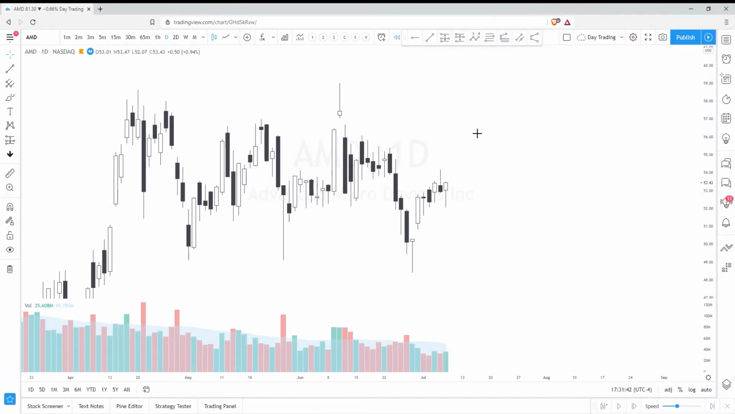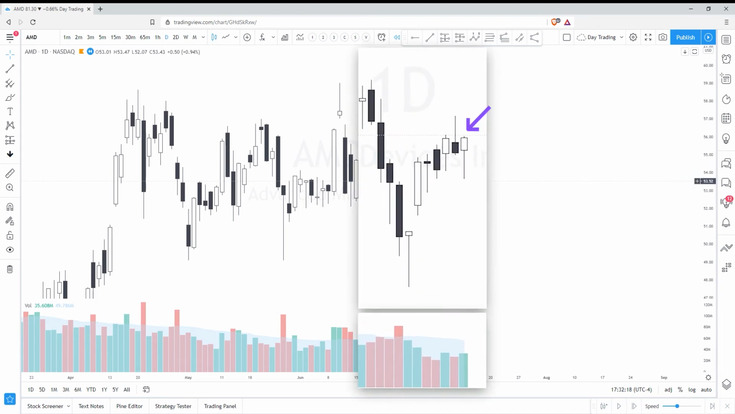So we've got this retest gap on AMD today, which just means that price is gapping above the close of the prior day. So based on that, AMD is going to be opening today about 53.52. And so that's actually just above yesterday's close of 52.43.